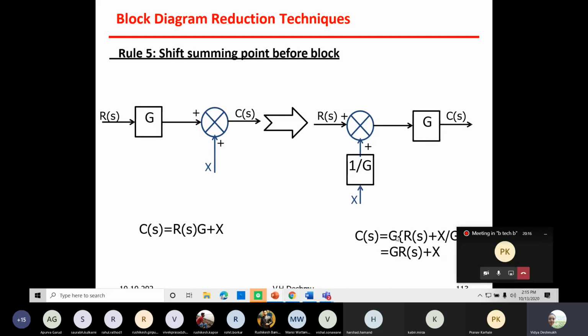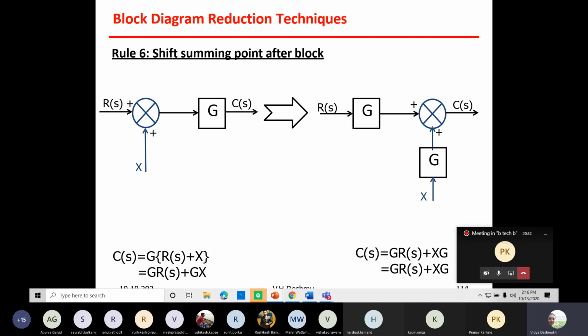If we solve this, G is inside the bracket, and the denominator and numerator G cancel, so a single X remains here. So C of S, the controlled output in the S domain, is the same in the second diagram even if we shift the summation point before the block. This is the rule for shifting the summation point before the block. Then rule number 6.